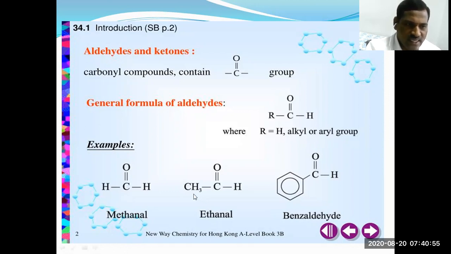We can take CH3 for the R group. This is ethanal. The common name of this compound is acetaldehyde. Whereas we can take an aryl group having the aldehyde group. So this is benzaldehyde.